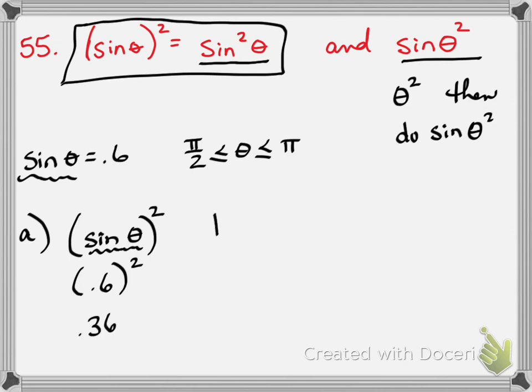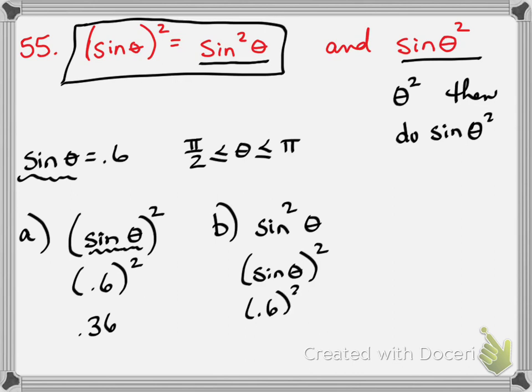So that was fine. B part, they want us to do the sine squared of theta. Well, that is the same thing as the sine of theta squared. So it is exactly like A part. C part, they want us to do the sine of theta squared.